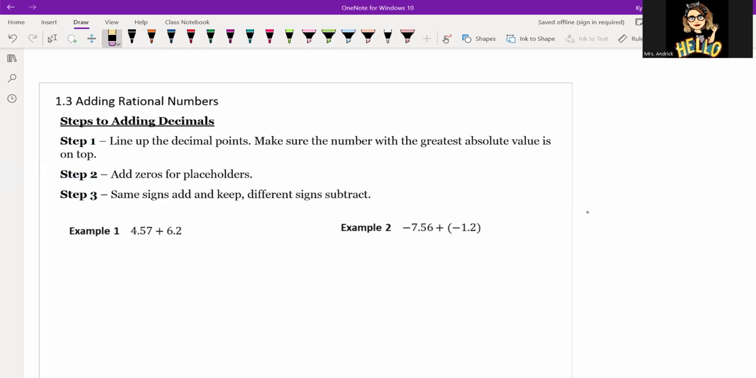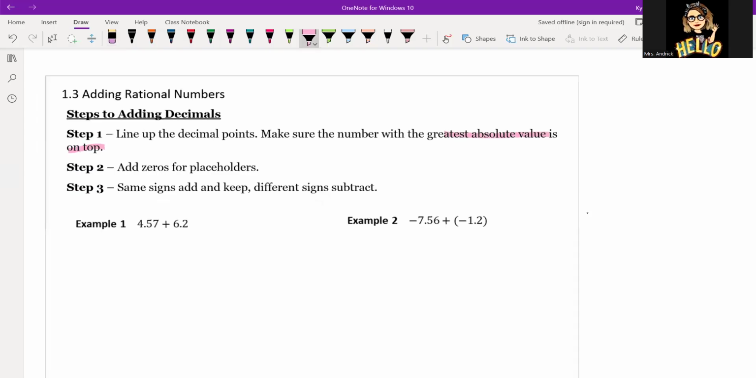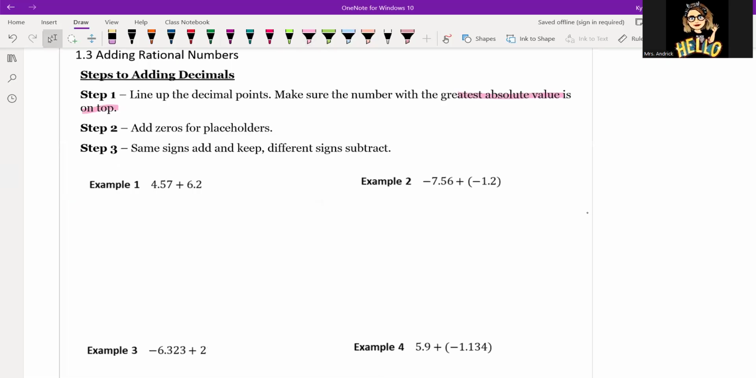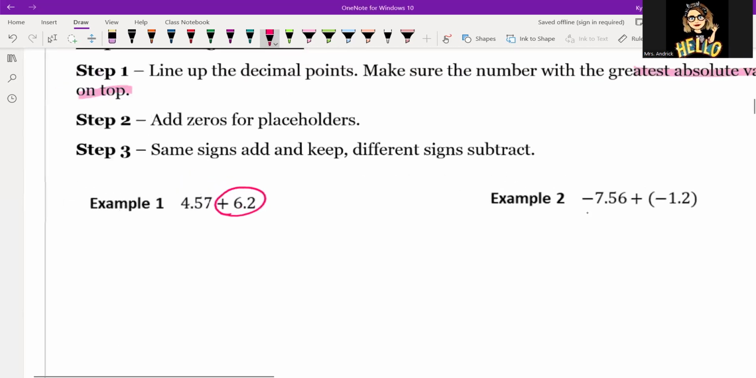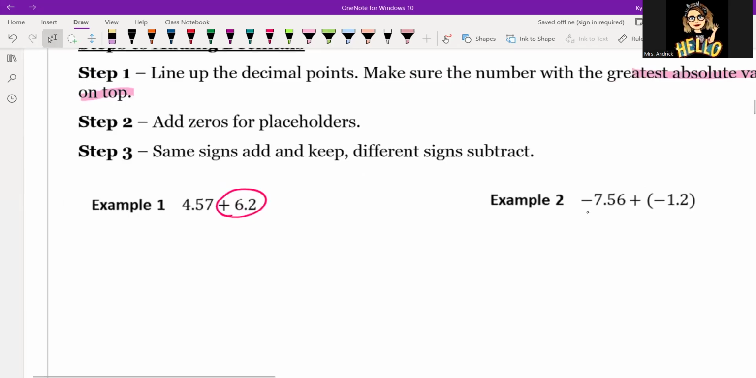Make sure the number with the greatest absolute value is on top. So we're going to look at example 1 as I go through this. Between these two numbers, the greatest absolute value is 6.2. So we're going to put 6.2 on top, and then line up the decimal points. That means the decimal points have to be lined up, so we're going to put the decimal point right there under that one.